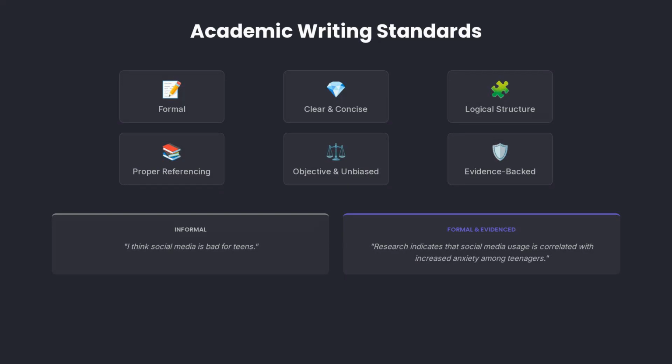For example, instead of saying, "I think social media is bad for teens," you might write, "Research indicates that social media usage is correlated with increased anxiety among teenagers, Smith 2020." This approach ensures your writing is credible and professional.